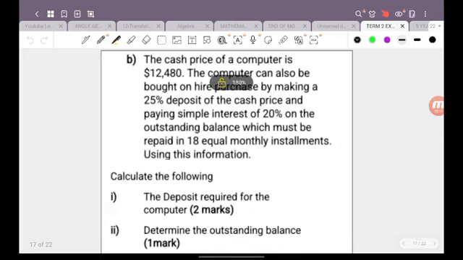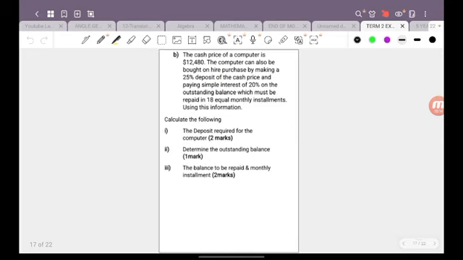All right, moving on, we're going to be doing some worded questions here. The cash price of a computer is $12,480. The computer can also be bought on hire purchase by making a 25% deposit of the cash price, and you're also required to pay simple interest of 20% on the outstanding balance, which must be repaid in 18 equal monthly installments. We are to use this information to calculate the following.